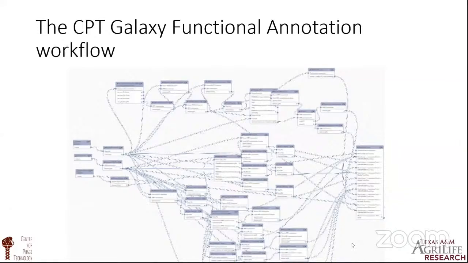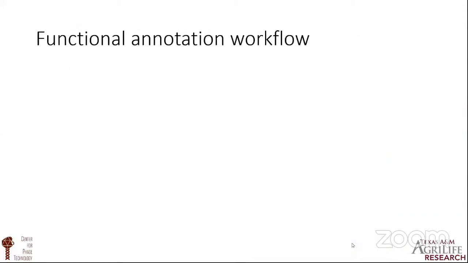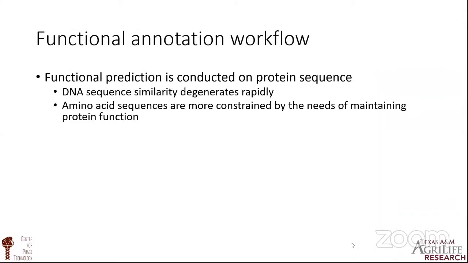The CPT functional annotation workflow is our most complicated workflow. This is a schematic overview of it here. Obviously, we're not going to go into it in great detail. The functional predictions are going to be conducted on protein sequence. DNA sequence similarity degrades rapidly, and amino acid sequences are more constrained by the needs of maintaining protein function. This is why almost all protein functional prediction is based on analysis of protein sequence rather than DNA sequence.